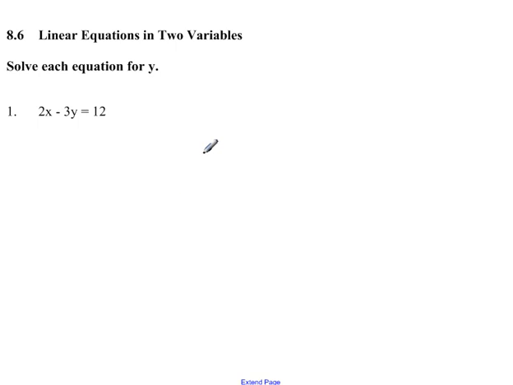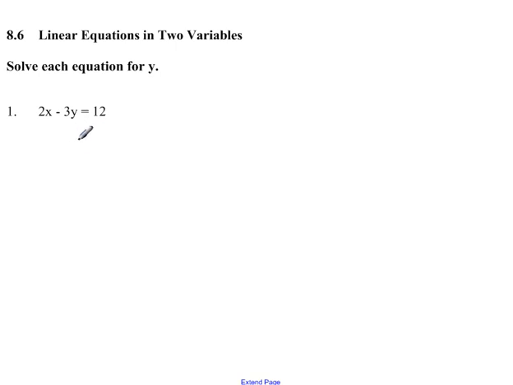Okay, 8.6, we've got two videos that we're going to look at, linear equations in two variables. The first thing you need to be able to do for this section is to take a linear equation, that is an equation in two variables, and ours will always be x and y, and solve it for the y value. That means to get the y term by itself on the left-hand side.